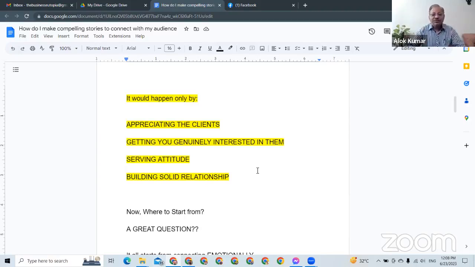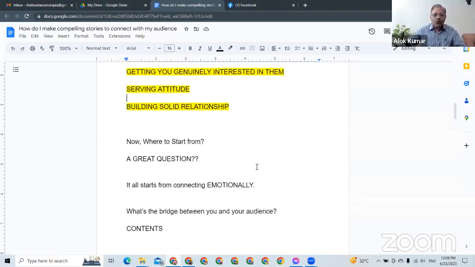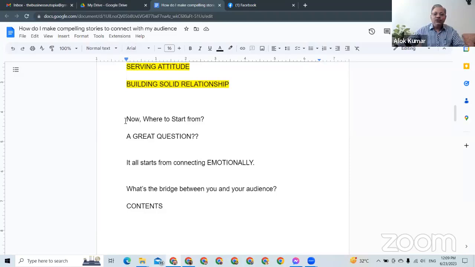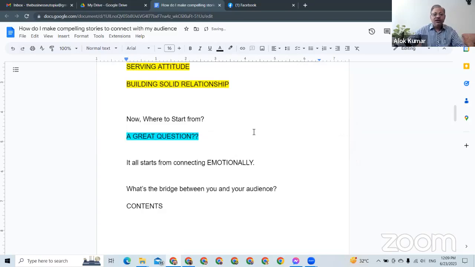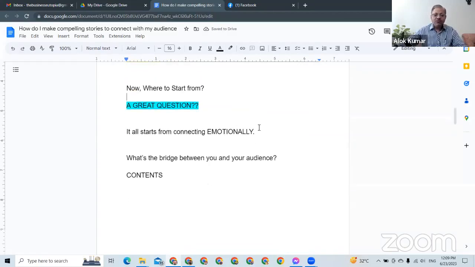Now, again, this is a type of gyan you would say. But now I'll tell you where you're going to start from to do all this. It is going to happen, but how? So where are you going to start from? This is a great question. Normally, I do it in this very conversational way because I want to make it very clear and simpler for you. Where to start from? It starts from connecting with people emotionally, right? You get that, right? Emotions. Emotions are the things which people care about in the first instance, right?